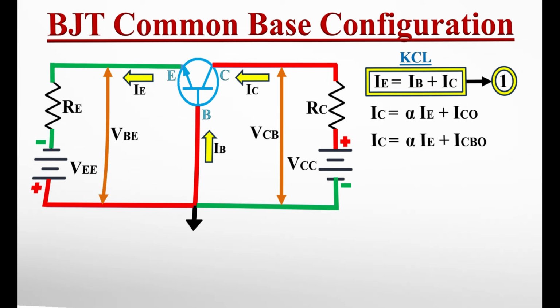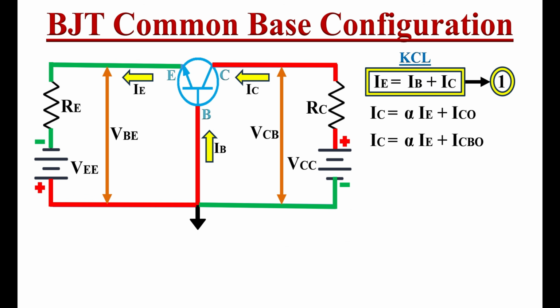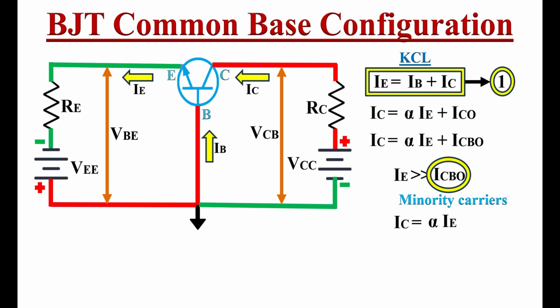Here if we compare this IE and ICBO, the emitter current IE is much greater than reverse saturation current ICBO. It is because this reverse saturation current is due to minority charge carriers and this current is very small or negligible. So we can neglect this ICBO. Hence here we can write collector current IC equals to alpha times emitter current IE.